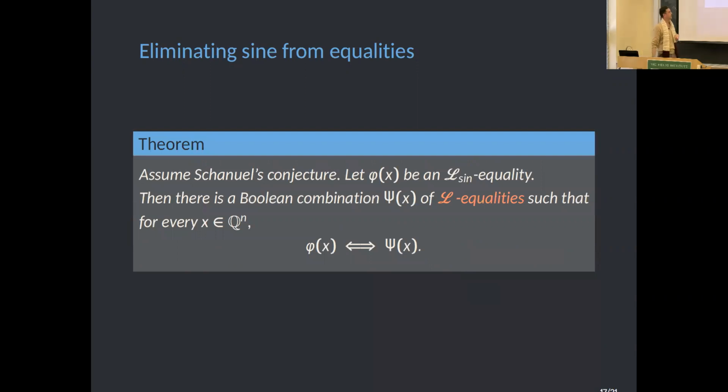Okay, and what that sort of builds into for us is this first reduction step where we have a particular L-sine equality, and we can effectively compute a Boolean combination of strictly linear equalities, or L equalities, which is equivalent over the rationals, so has the same set of rational solutions as our originating L-sine equality. Okay, and that's about all I'm going to say about that.